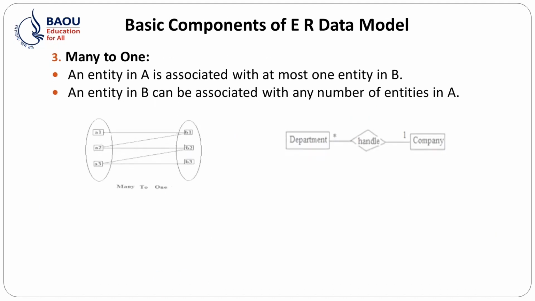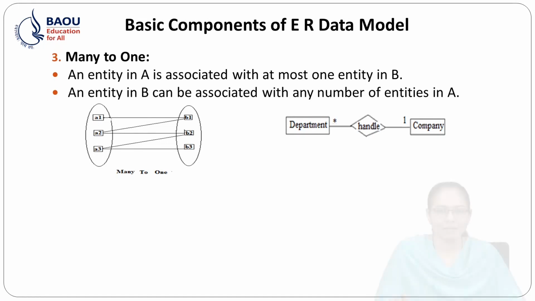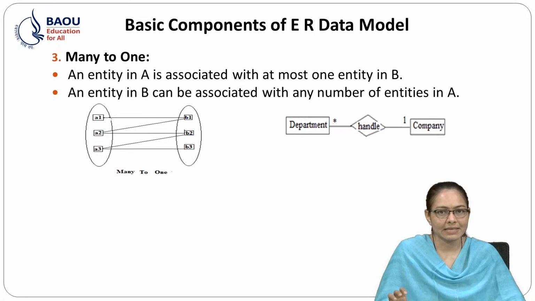Now, many to one relationship. The entity in A is associated with at most one entity in B, and entity in B can be associated with any number of the entities in A. For example, here many departments handled by the one company is called the many to one relationship.